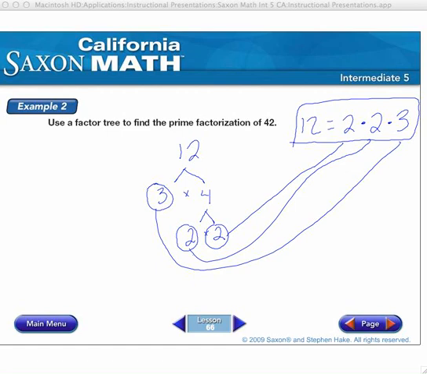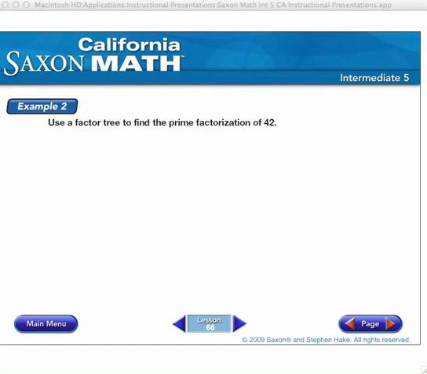Okay, let's look at another one. Let's look at example 2. Use the factor tree to find the prime factorization of 42. I'm going to write 42 here at the top and put my little upside down V here and ask myself, what can I multiply together to get 42? Well, I know 6 times 7 equals 42.